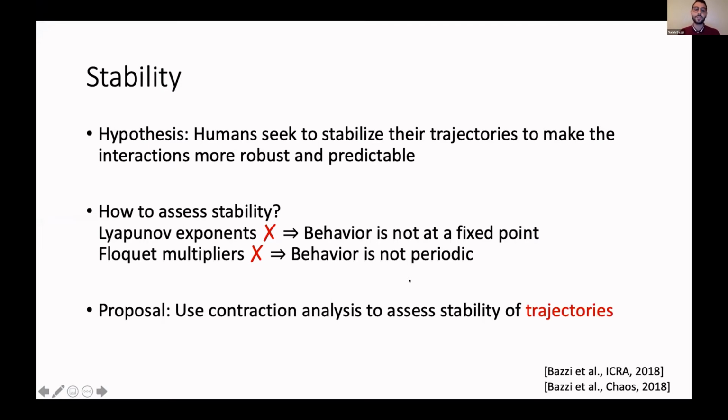But then the key question is, how do we assess stability in complex human movements? All the existing stability analysis methods that have been proposed for human movements are not applicable, mainly because the movements that we observe in these physically interactive tasks do not occur at a fixed point. They are not periodic in nature most of the time. So Lyapunov exponents and Floquet multipliers are not applicable. And what we propose is to use a framework called contraction analysis, which allows us to assess stability on a trajectory basis level.